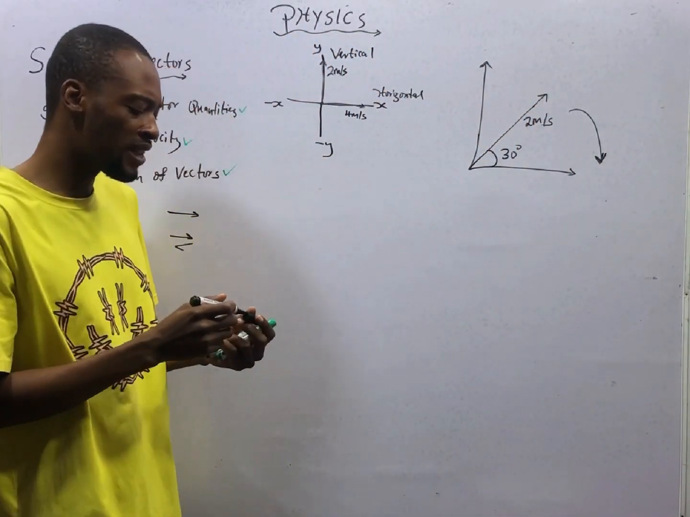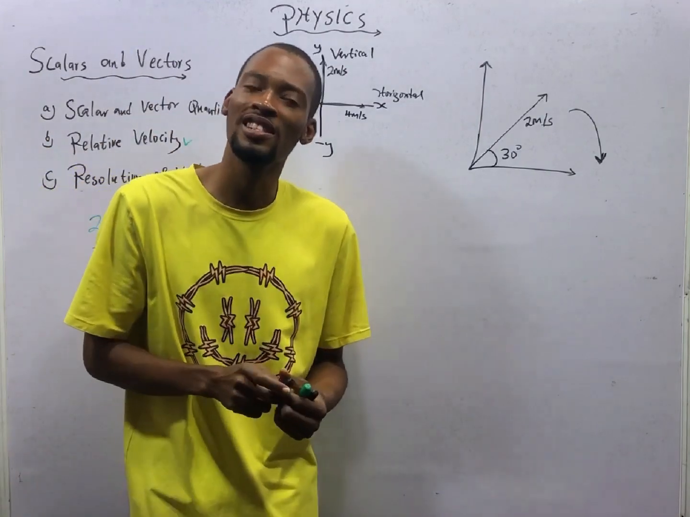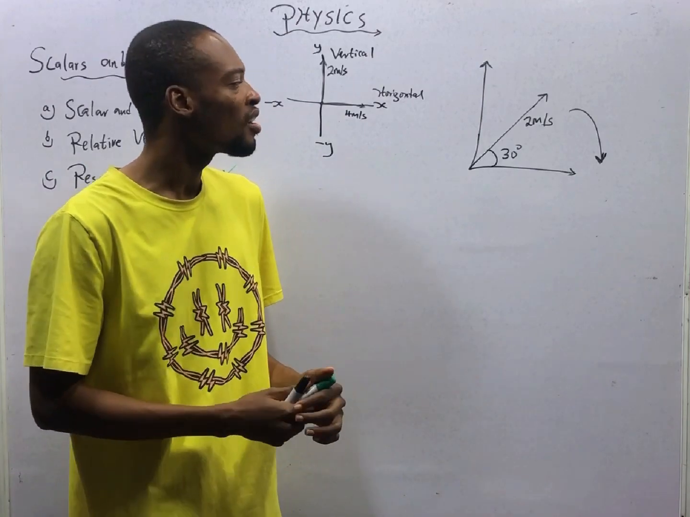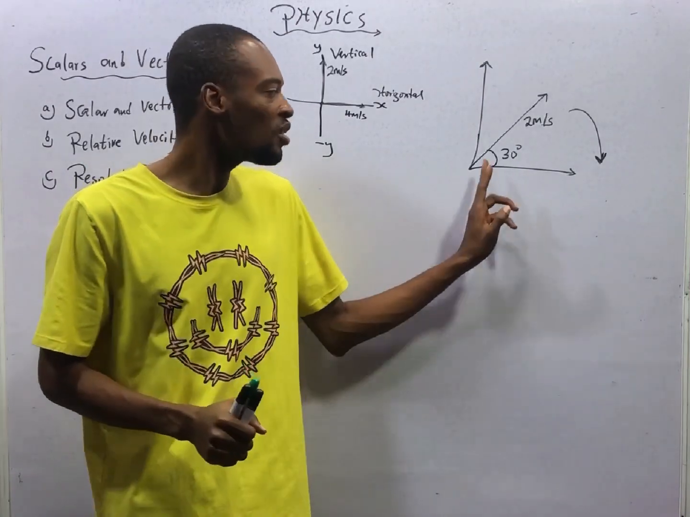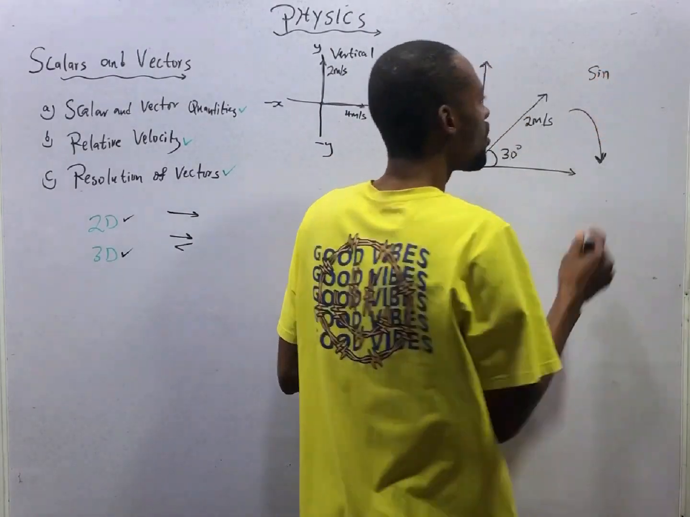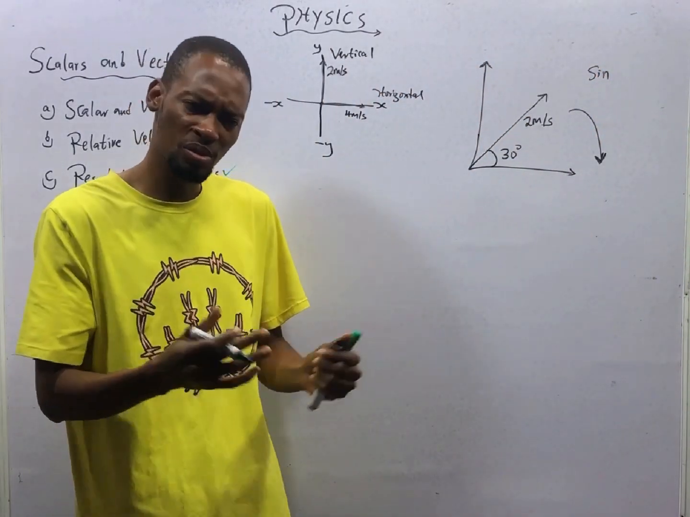Anytime you are resolving vectors and you are wondering, when should I use cos and when should I use sine? When you are opening up the angle, you use sine. When you are closing the angle, you use cos.